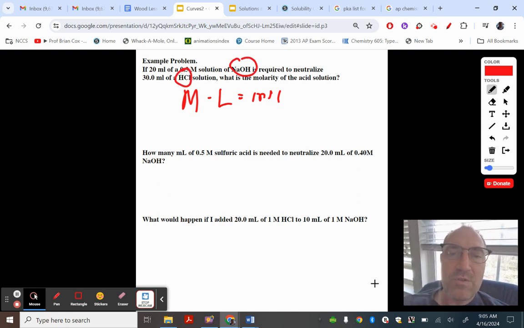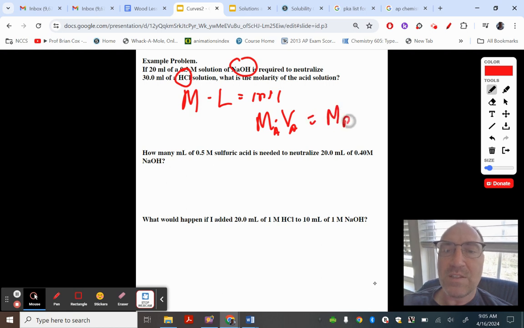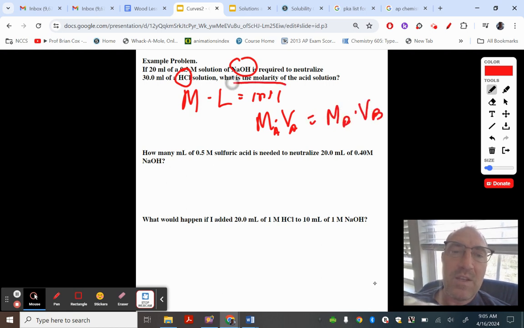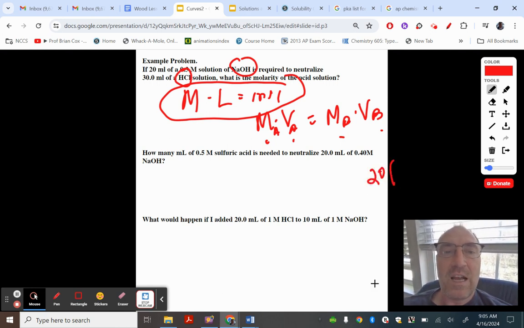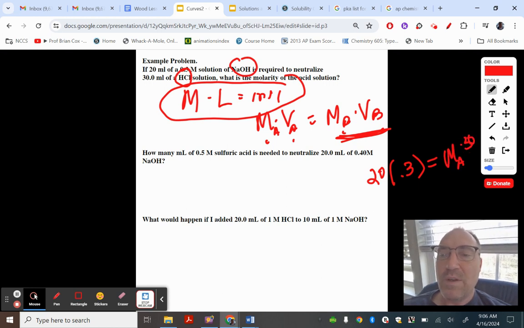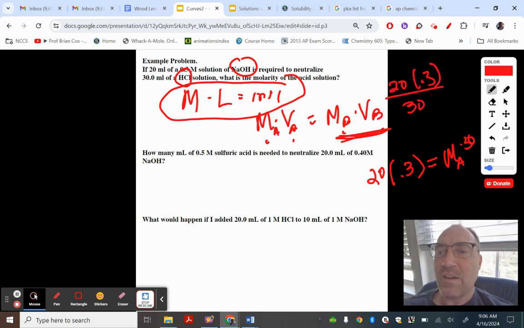So you can actually use this formula: molarity of acid times volume of acid is equal to molarity of base times volume of base. And the reason why you can do it is right here: these guys will equal the moles of the other one. So just to show you, I'm going to do 20 times 0.3, that's these guys right here, is equal to MA times 30. So basically I'll do 20 times 0.3 divided by 30.